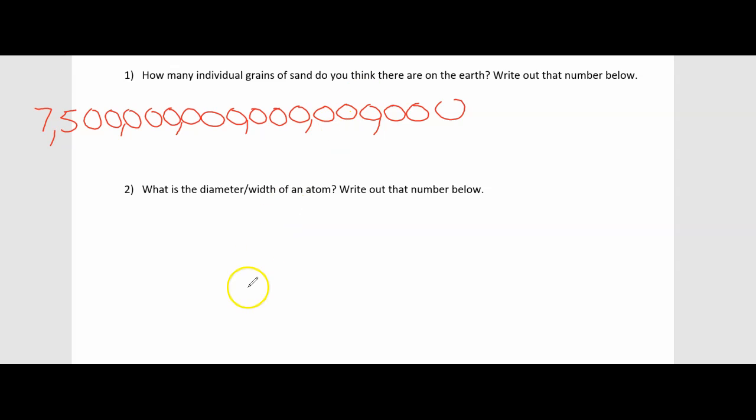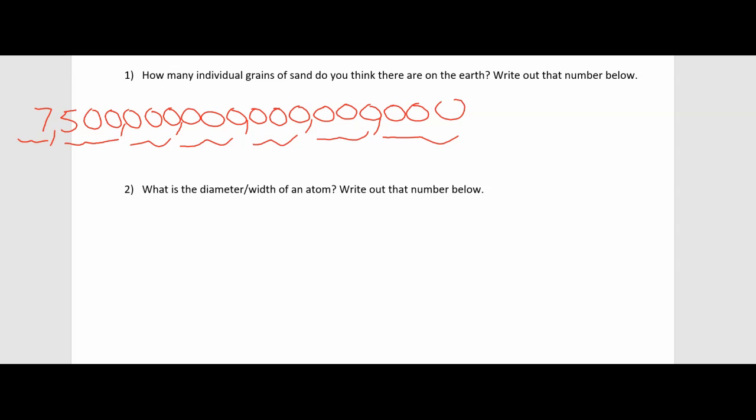You'd have to look it up and think about, okay, we have hundreds, we have thousands, we have millions, we have billions, we have trillions, we have quadrillions, and we have quintillion. So we have 7.5 quintillion individual grains of sand on Earth. Anyway, that's not really important. We're not testing you on knowing the names of really large numbers.